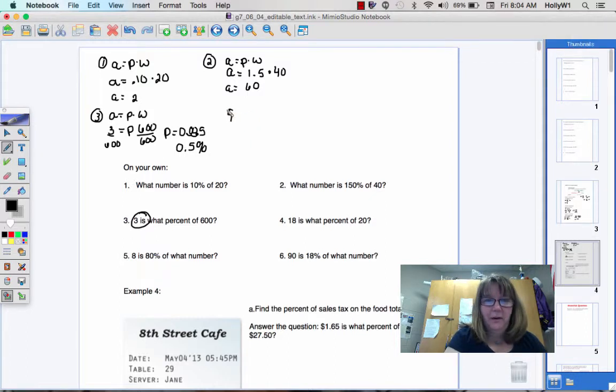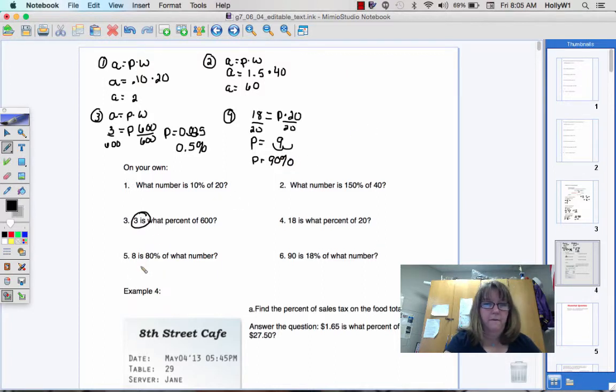So number 4, 18 is the part because it goes with the is, equal to, we don't know what the percent is, times 20. Divide both sides by 20. We end up with the percent is equal to 9/10. Remember to convert it. So the percent is equal to 90%.